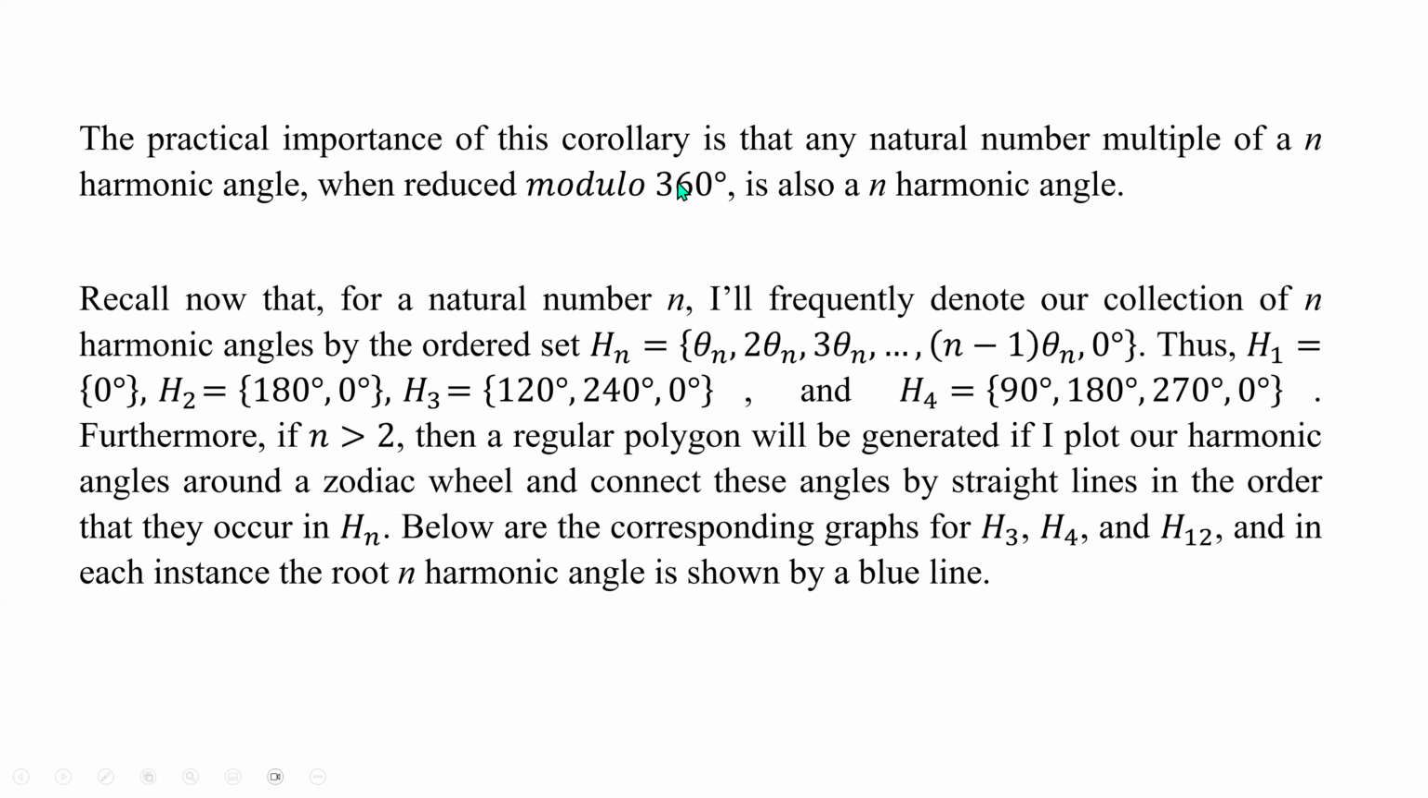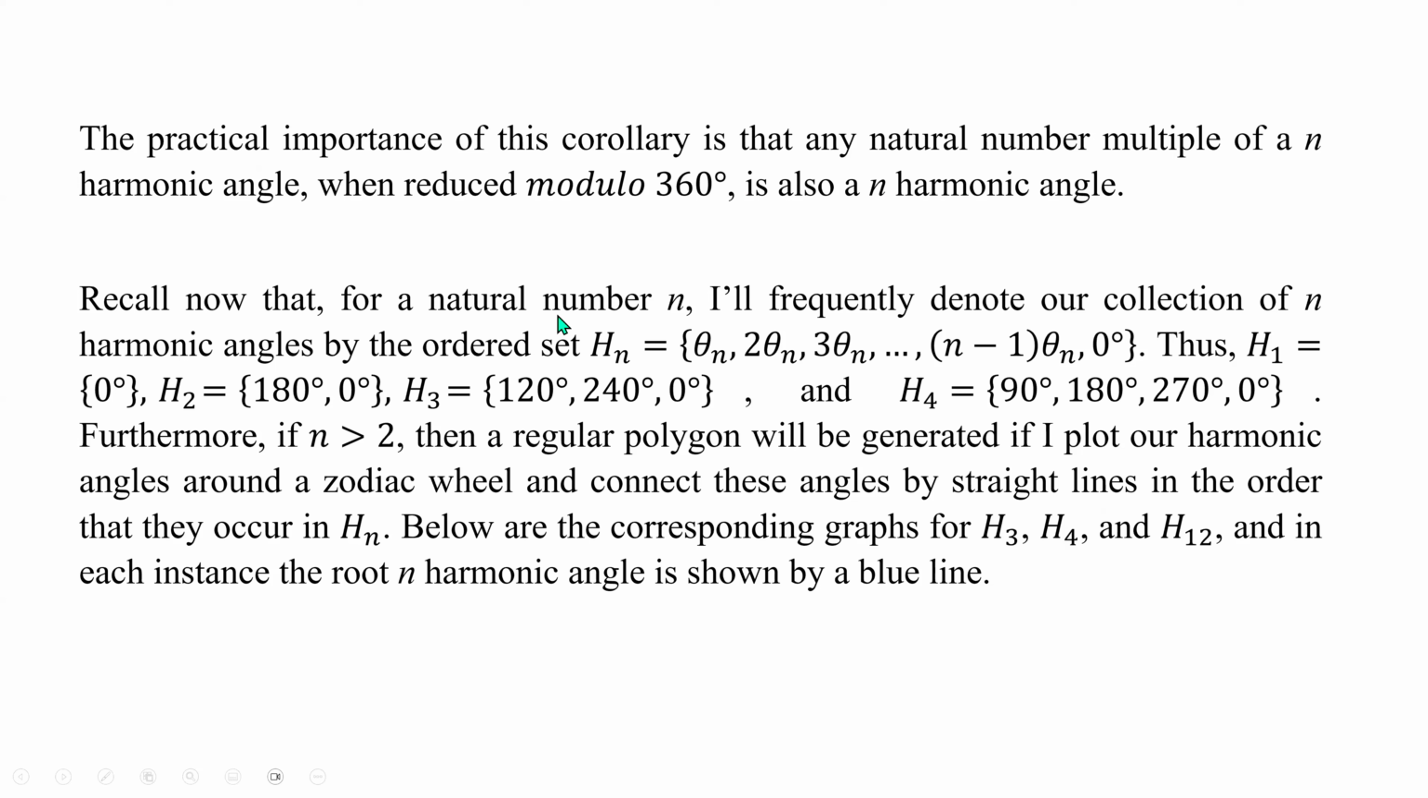Okay. Now, the practical importance of this corollary is that any natural number multiple of an n-harmonic angle, when reduced modulo 360 degrees, is also an n-harmonic angle. Okay, so as you multiply these n-harmonic angles by other natural numbers, and then reduce the result modulo 360 degrees, you don't get just anything. You always get back another n-harmonic angle.